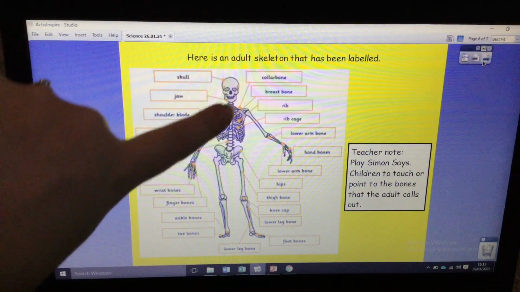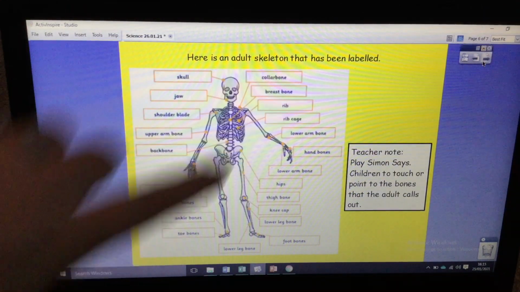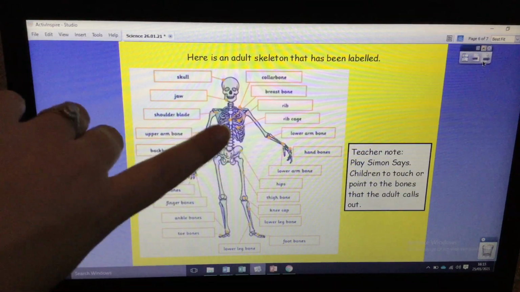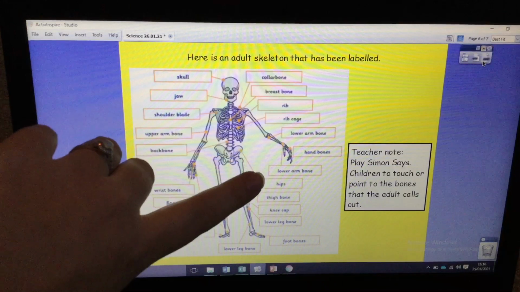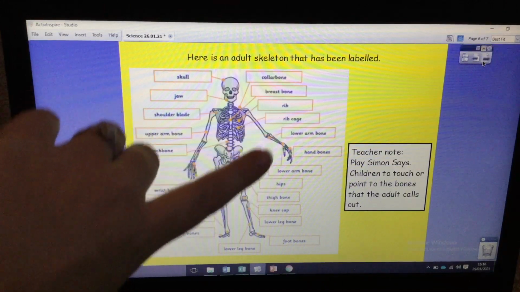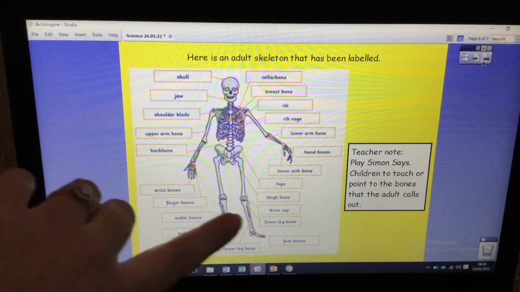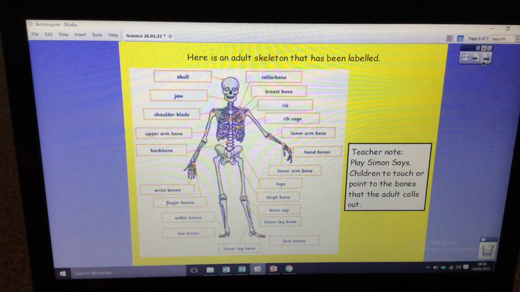On this side we've got the collarbone, which is where your collar sits on your shirt at school, our breastbone, which is like our chest, rib and rib cage, lower arm bone, hand bones, there's another lower arm bone, there's two there, hips, thigh bone, kneecap, lower leg bone, foot bones, and another lower leg bone.